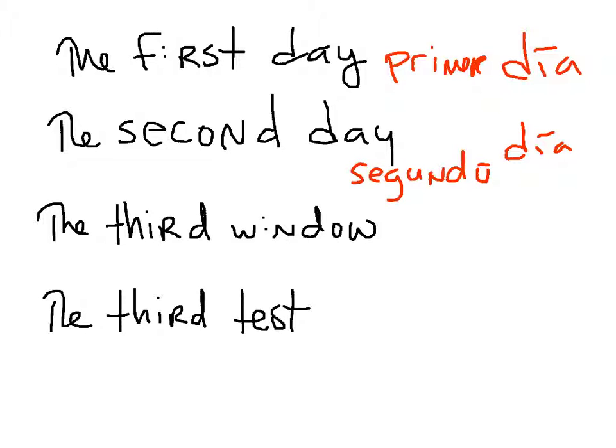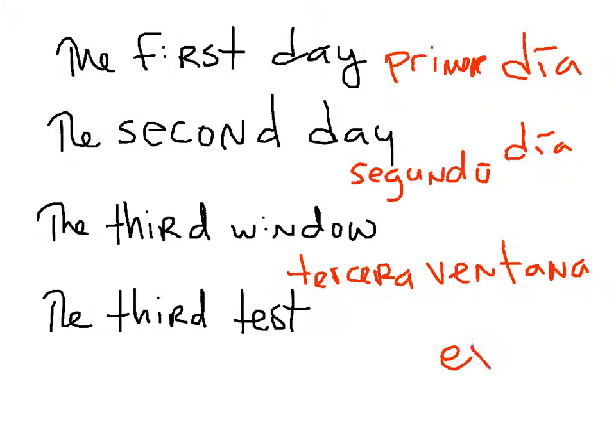Let's take a look at the 3rd example. The 3rd window. Well, the word for window is ventana. So should we write el tercer ventana or la tercera ventana? And the answer, of course, for this one is la tercera. We don't drop the O because ventana is not singular masculine. However, with test, look at this. It's exciting. We do.